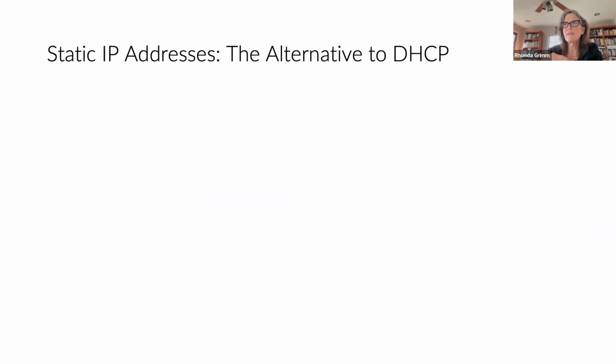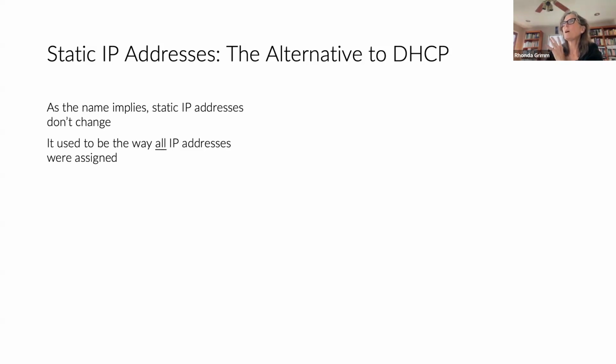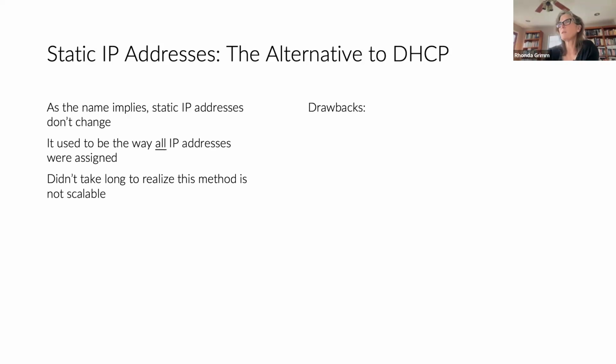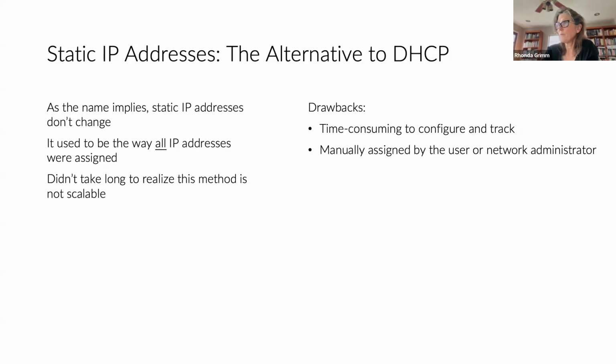There's another option, an alternative to DHCP, which isn't used as much anymore. It's a static IP address. And as you can imagine, the name implies they don't change. It used to be the way all IP addresses were assigned. And it didn't take long to realize, oh my gosh, this could be a mess. It's time consuming to configure and track them. They have to be manually assigned by the network administrator.